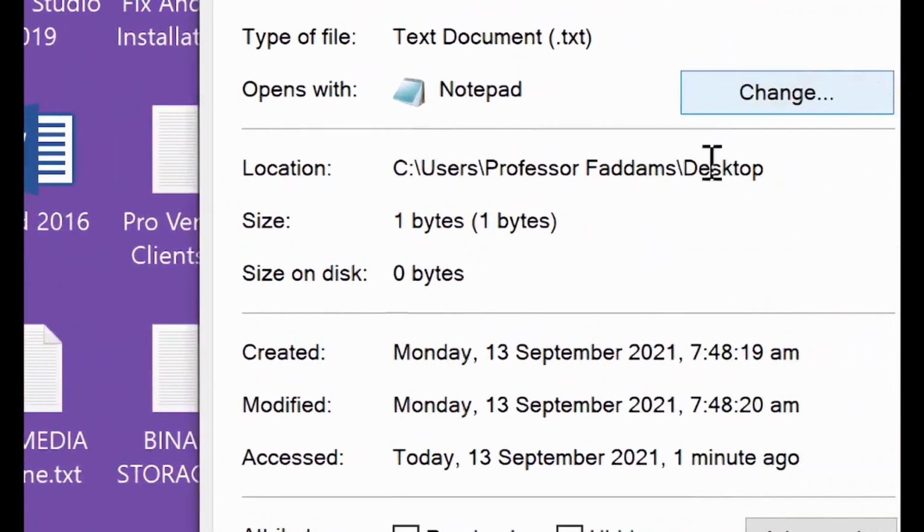Properties. Let's see. What is the size? What do you see here? 1 byte. The file size of what I have stored is 1 byte. Wow. Wait a minute. So letter A alone occupies 1 byte of computer memory.